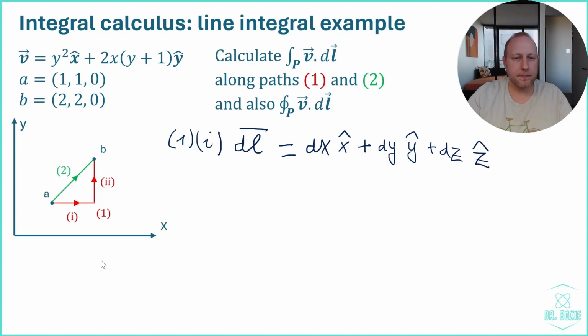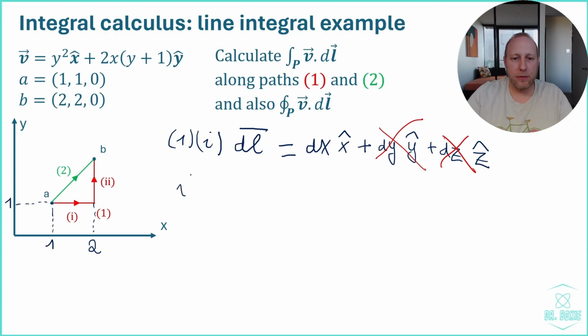Now, along this very first part, there is no motion in the y nor in the z direction. It's only x that changes. And so dy and dz, both of them vanish. So dl is simply dx times x hat. Notice also in the figure that along this very first part, the x goes from a value of 1 to a value of 2, while the y remains at a constant value of 1.